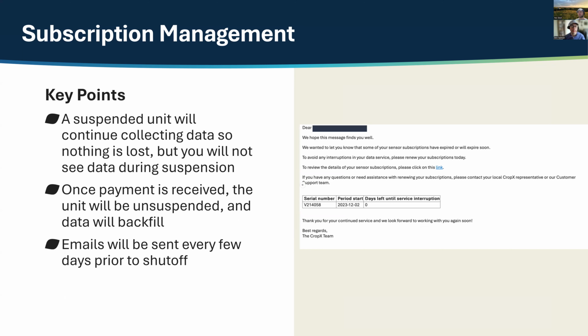Now, what happens if you get past that 14 days and you've not renewed your credits? Well, what's going to happen is you're going to have a service interruption here where it's going to become a suspended unit. Now, a suspended unit is still going to work in the background where it's still going to collect data. So no data is lost. It's still going to take readings. It's still going to transmit to you. You just won't be able to see the data while it's suspended.